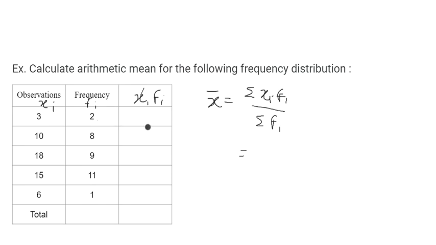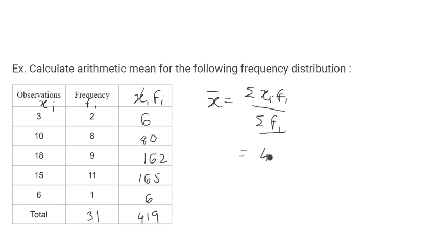So the first observation of xi fi, that is x1 f1, is equal to 6. Next is 80. Then 18 into 9 is 162. Then 165. Then 6. Okay. So we need to find the summation of xi fi, the total of this column, which is 419. We also need the summation of fi, that is the total number of frequencies, which is 31.